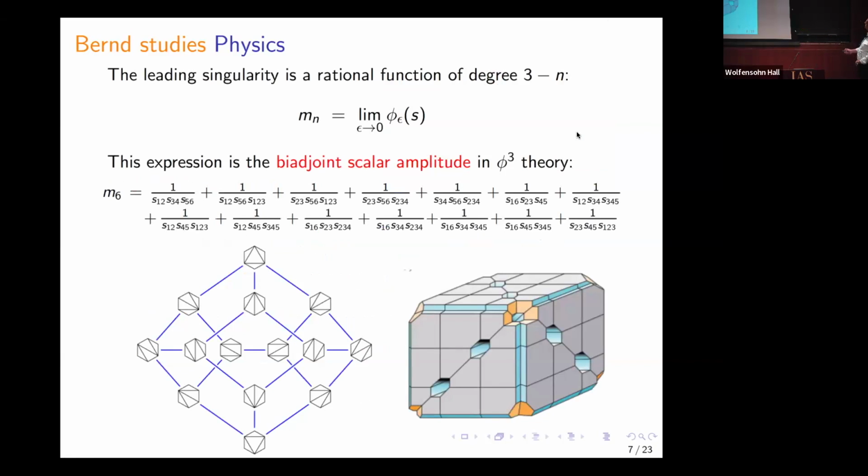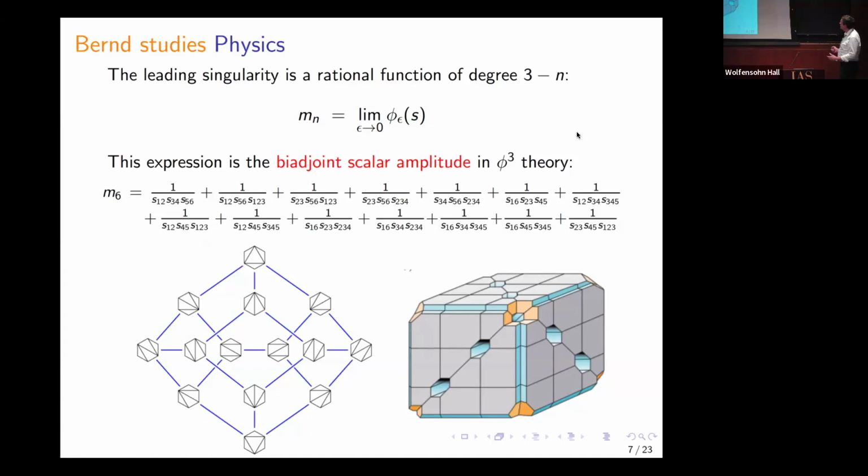So for epsilon tends to 0, we get a quantity called Mn. This is the bi-adjoint scalar amplitude in phi cubed theory. And this is the leading singularity. Now, this is a rational function of degree 3 minus n, negative our dimension. And so this has very, very nice expressions. So for example, here is one formula.